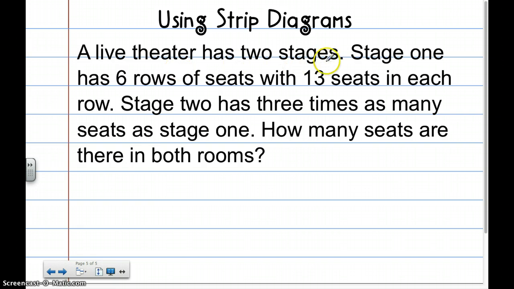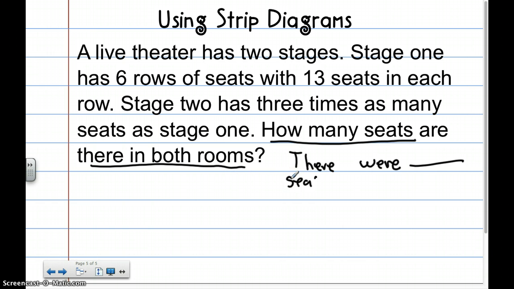A live theater has 2 stages. Stage 1 has 6 rows of seats with 13 seats in each row. Stage 2 has 3 times as many seats as stage 1. How many seats are there in both rooms? Well, first of all, I'm going to rewrite my question as a statement, and I'm going to say there were blank seats on both stages. So make sure that you write your question as a statement.